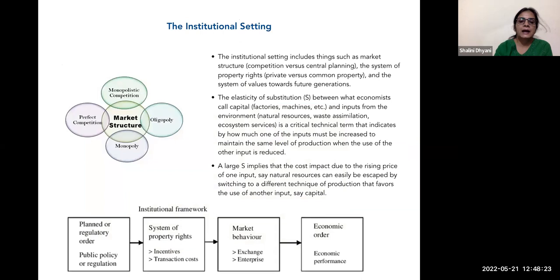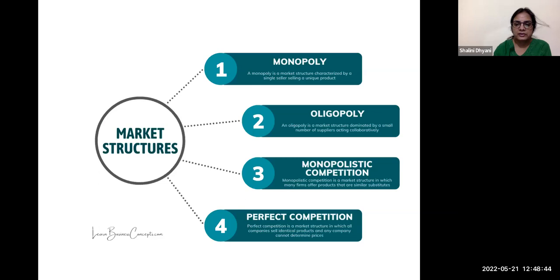The institutional settings are mostly based on market structure or property rights. Market structure is again of four or five different types. I will discuss it in the forthcoming slide. These are four important structures. First, monopoly, when your market is dominated by a single seller or a single unique product. For example, you have a certain kind of cereals or grains in the market, or a certain brand in the market. That's a monopoly. Oligopoly is when there is a small number of suppliers acting collaboratively, or the market structure is dominated by small players.